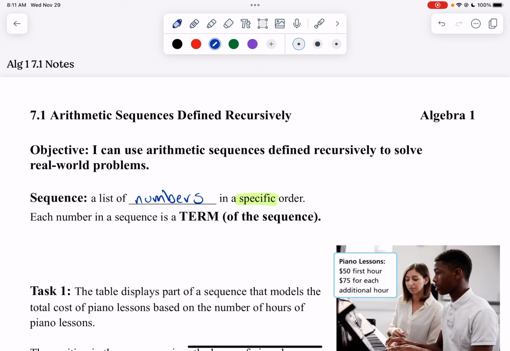For example, if I had a sequence of counting by 5: 5, 10, 15, 20, and so on. Each of these numbers we call a term in the sequence. And the sequence is this list of numbers, but they're in a specific order. They have to be in this order. Okay, and so like this one we would call the first term, the second term, and so forth and so on.